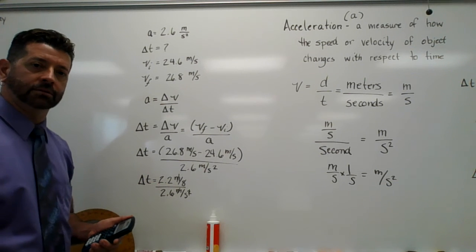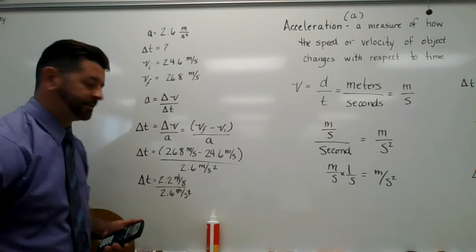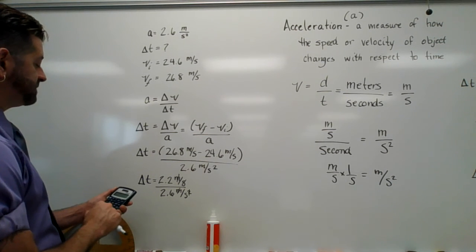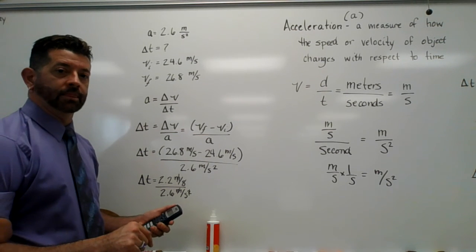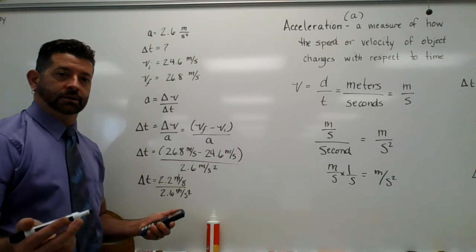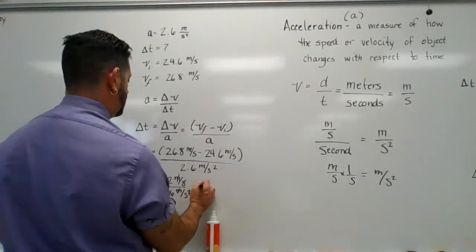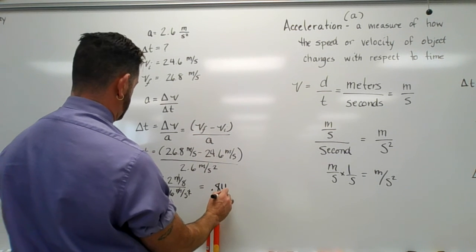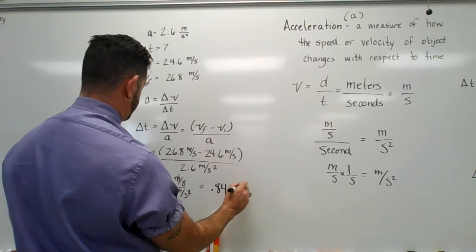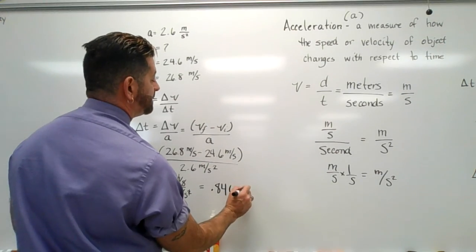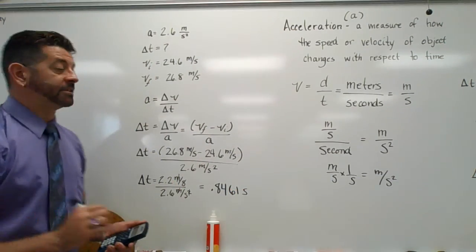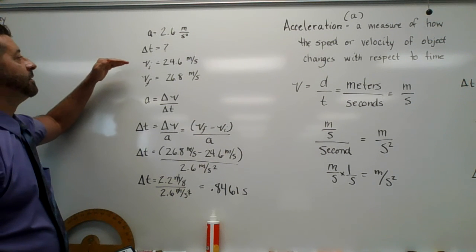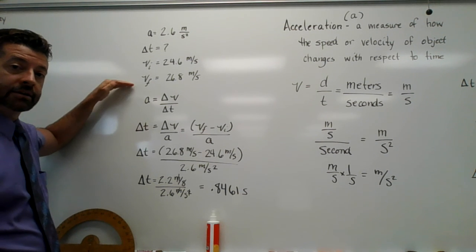Am I going too fast? Yeah, you're smart. You got this. All right. So we take that and we divide by 2.6. What'd you get? I got 0.84615384 and so on seconds. So that's how long it takes Maine's car to accelerate from this initial speed to this next speed.